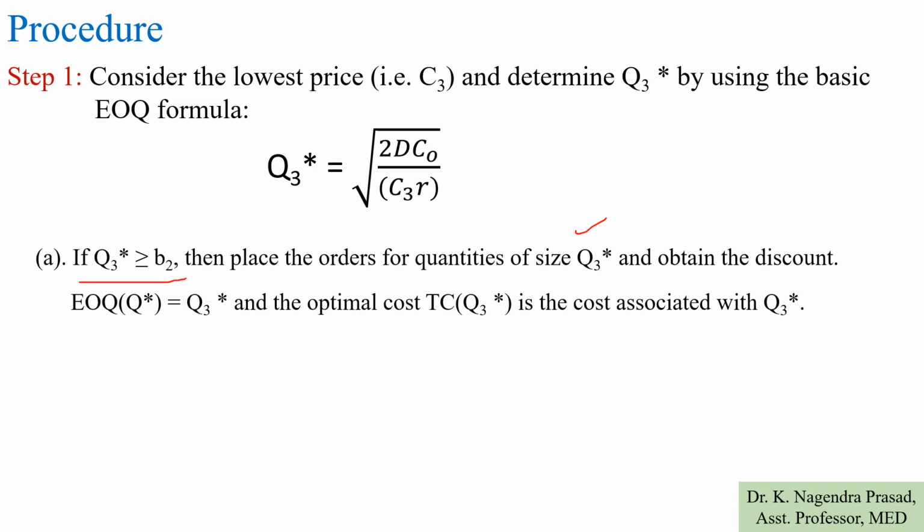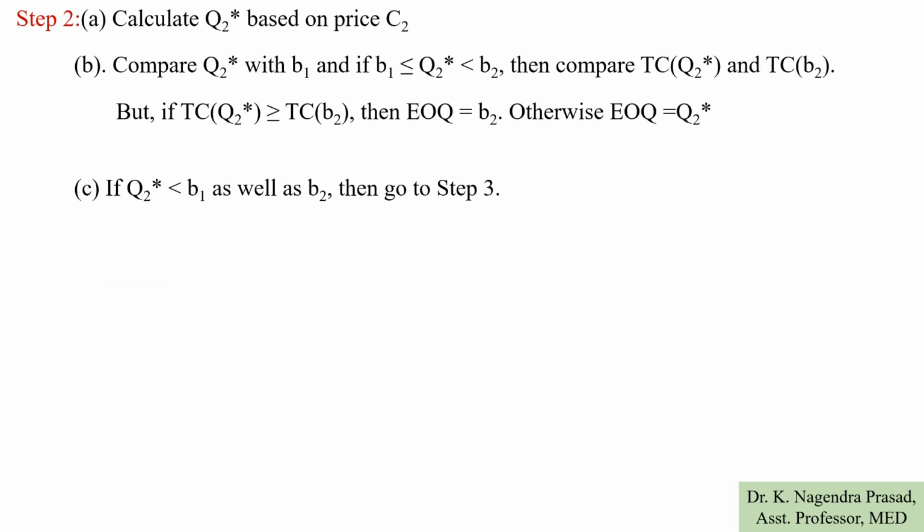Then the EOQ, that is Q star, will become Q3 star, and the optimal total inventory cost, that is TC star, is the cost associated with Q3 star. In step 1, the second condition is if Q3 star is less than B2, then go to step 2. Step 2 is to calculate Q2 star based on the price C2.